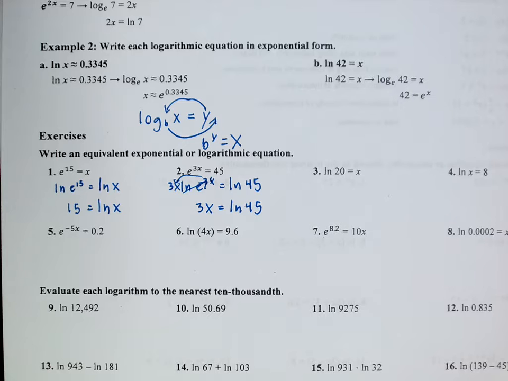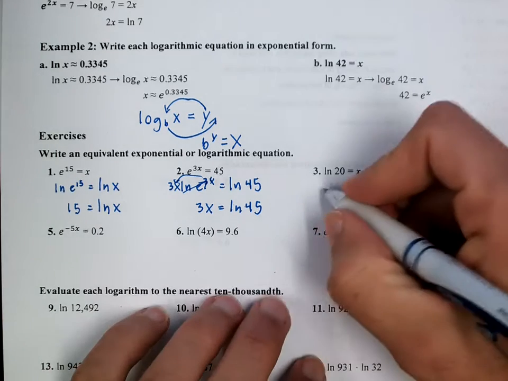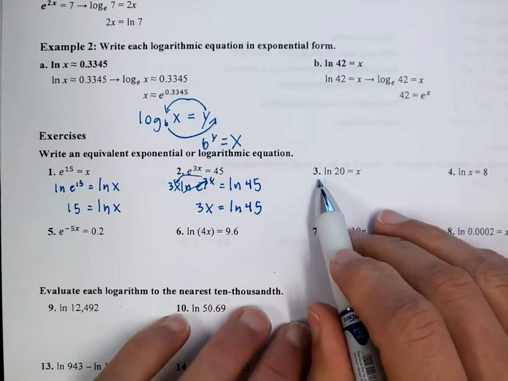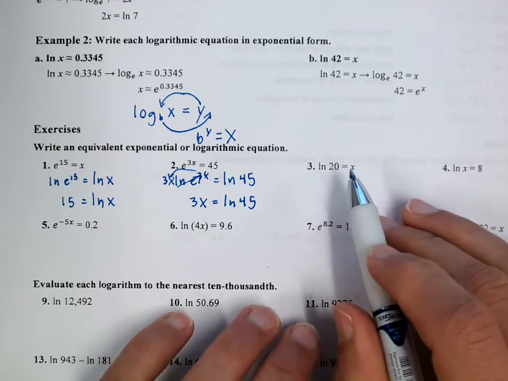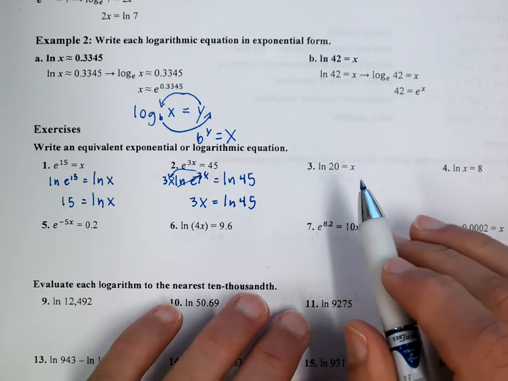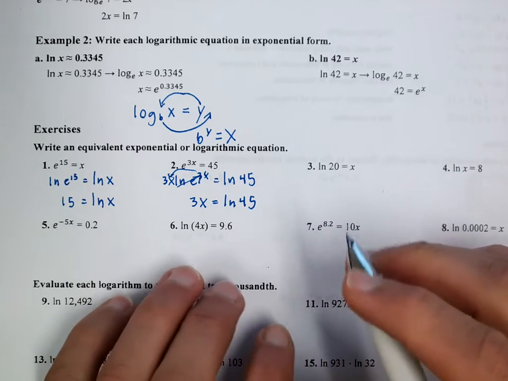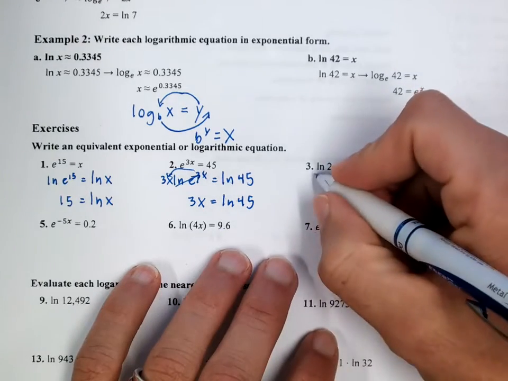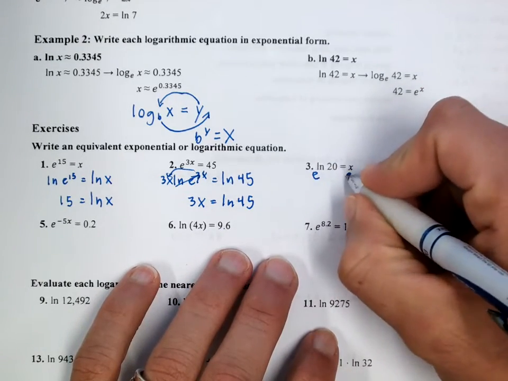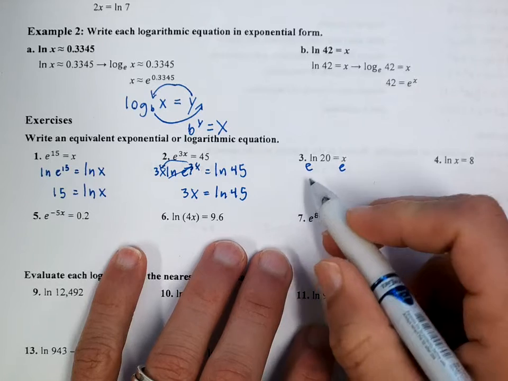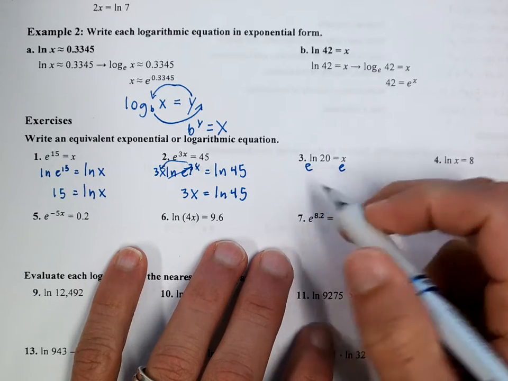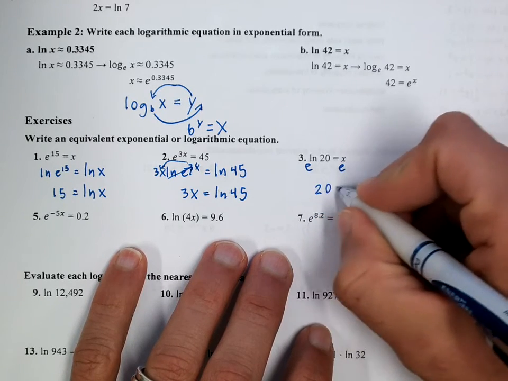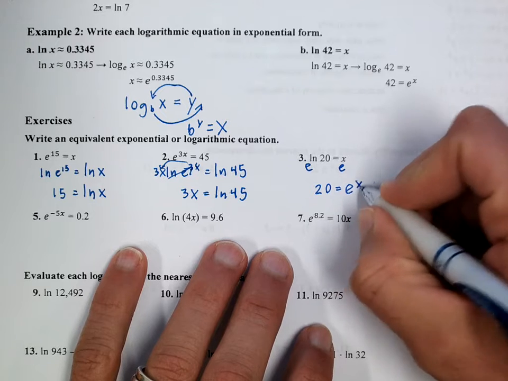Let's see if there's anything tougher than that. Well, number 3 is not any tougher, but you're going to go backwards now. If I have the natural log, they want me to write this as an exponential function. To do that, I'm going to use base e, what we also call Euler's number, and I'm going to do this to each side. Now, e to the natural log of 20, they're inverses, so I end up just with 20 is equal to e to the x. So that's how that works.